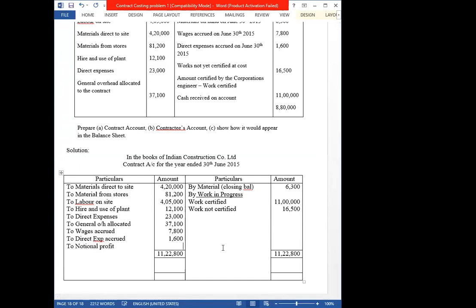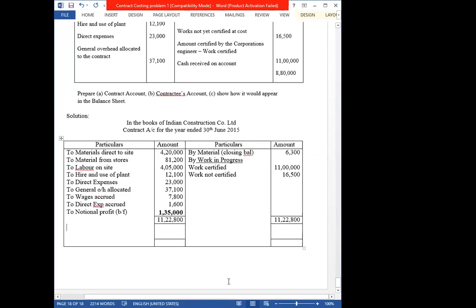Okay. So how much is the notional profit? This is nothing but balancing figure. How much is the notional profit? It is coming 1,35,000. Kindly check whether it is correct or not. Okay, 1,35,000. This is the balancing figure.